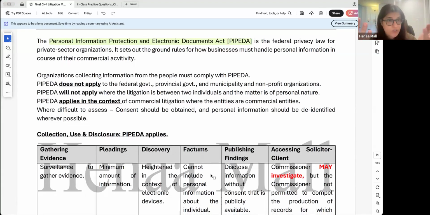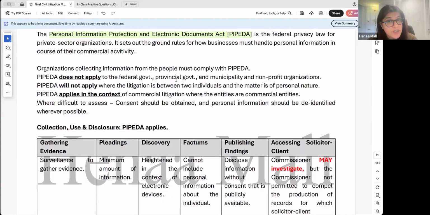PIPEDA is going to be applicable even to you if you will run your own private law firm or if you are a solo practitioner, because that legislation is going to be applicable to you. It is not applicable, so I also work for the province. It is not applicable to you when you are a provincial employee or you work for a municipality. So the government sector, it's not really applicable, but it is applicable to the private sector. So PIPEDA does not apply to federal government, provincial government, municipality, and not-for-profit organizations, which means it is very specific to businesses, commercial undertakings.